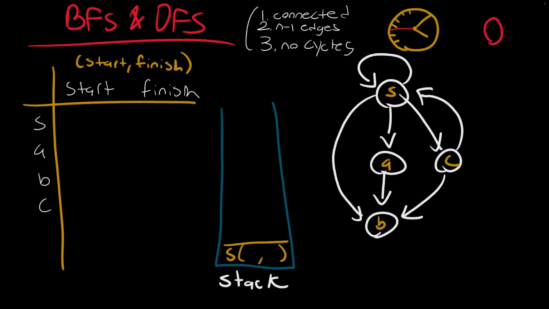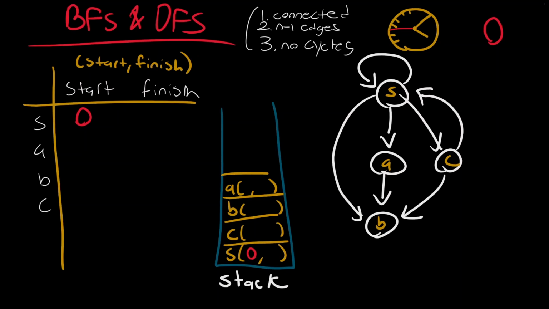So we start at 0. So we give S a 0. And we're going to ask S, what are your children? It's going to look at itself, and it's going to say, well, I'm not going to add myself because I've already been visited, I already have a start time, so I'm not going to add myself to it. So I'm going to say, okay, well, I have C, I have B, and I have A.